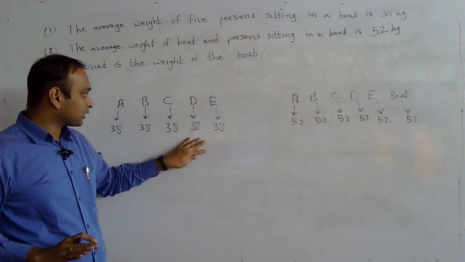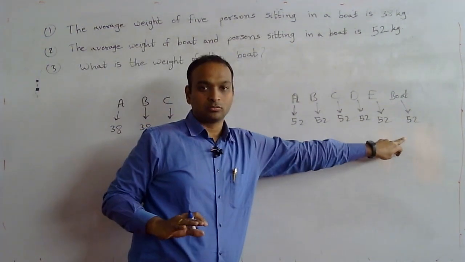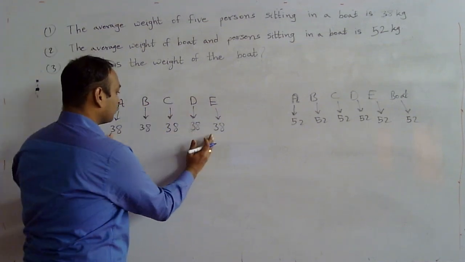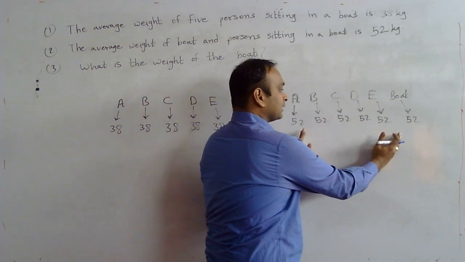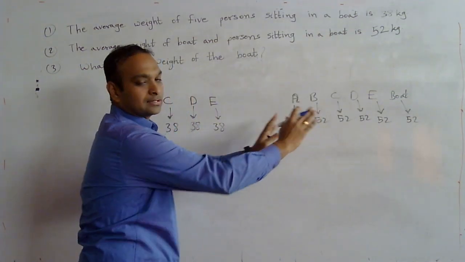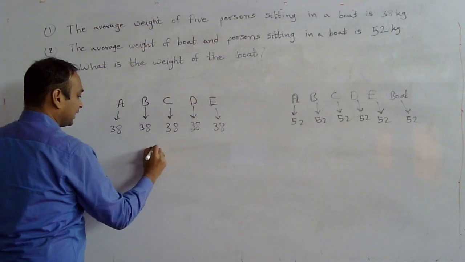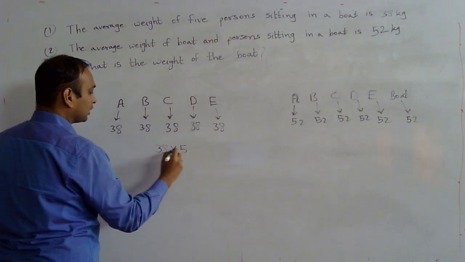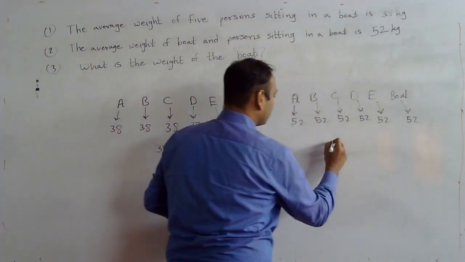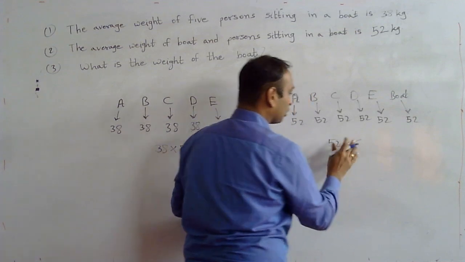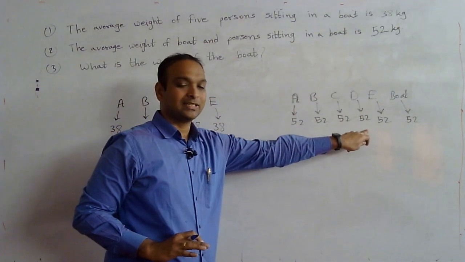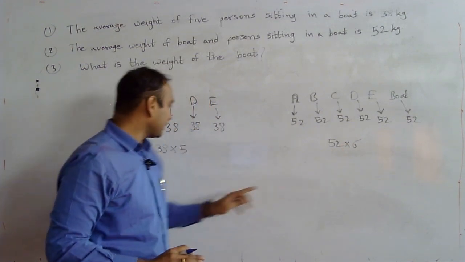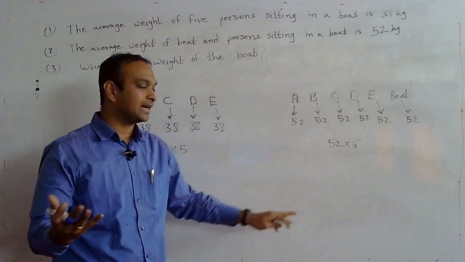Now here we have only persons, here we have persons plus boat. So how can we calculate the weight of the boat? Simply, make a total of this and subtract this from this. Simple way. So 38 into 5 is the total of 5 persons. 52 into 6 will be the total of these 6 entities, persons plus boat. Whatever answer we get here, subtract this from this, and we will get the final answer.